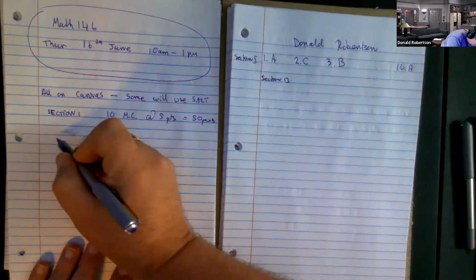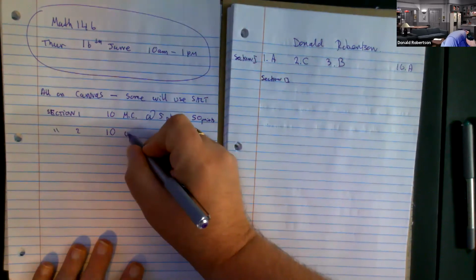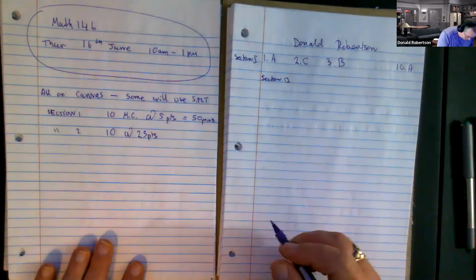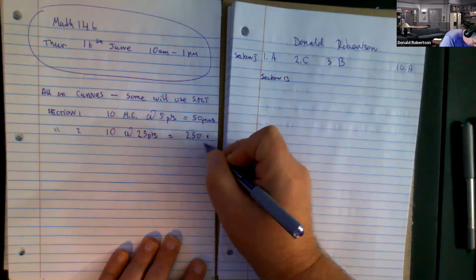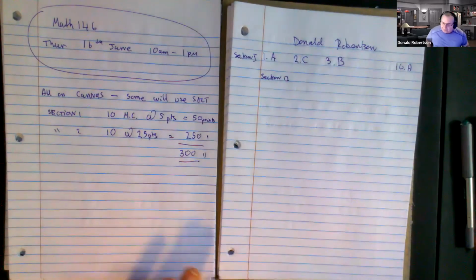And section 2 is also going to have 10 questions, but they're going to be on average 25 points each, although some will be 20 and some will be 30. And that adds up to the other 250 points. So your final is out of 300 points.